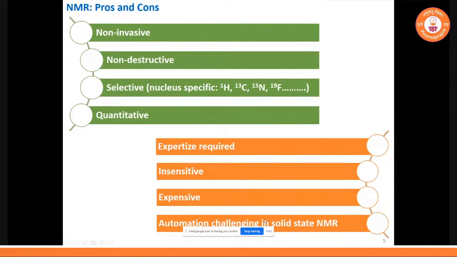And also, automation is still challenging in solid state NMR, whereas in solution NMR, now most of the experiments you can do in an automatic fashion. So you can reduce manpower, everything is automated, but still solid state NMR things are improving.